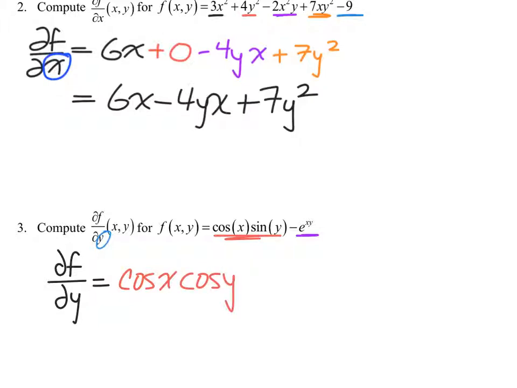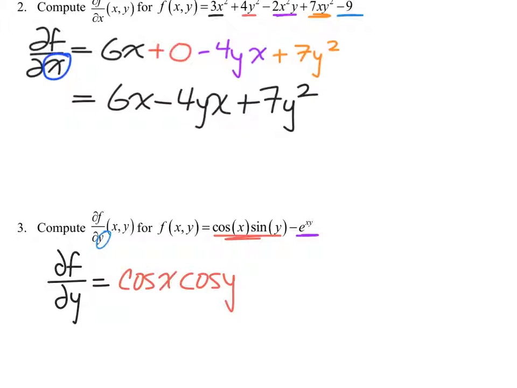It's an important thing to keep in mind again. Even a cosine of x can be treated as a multiplier, a constant multiple. So that's just like a 2, for example. If this were 2 sine y, your derivative would be 2 cosine y. Well, it's not a 2, it's a cosine x. So cosine x cosine y.